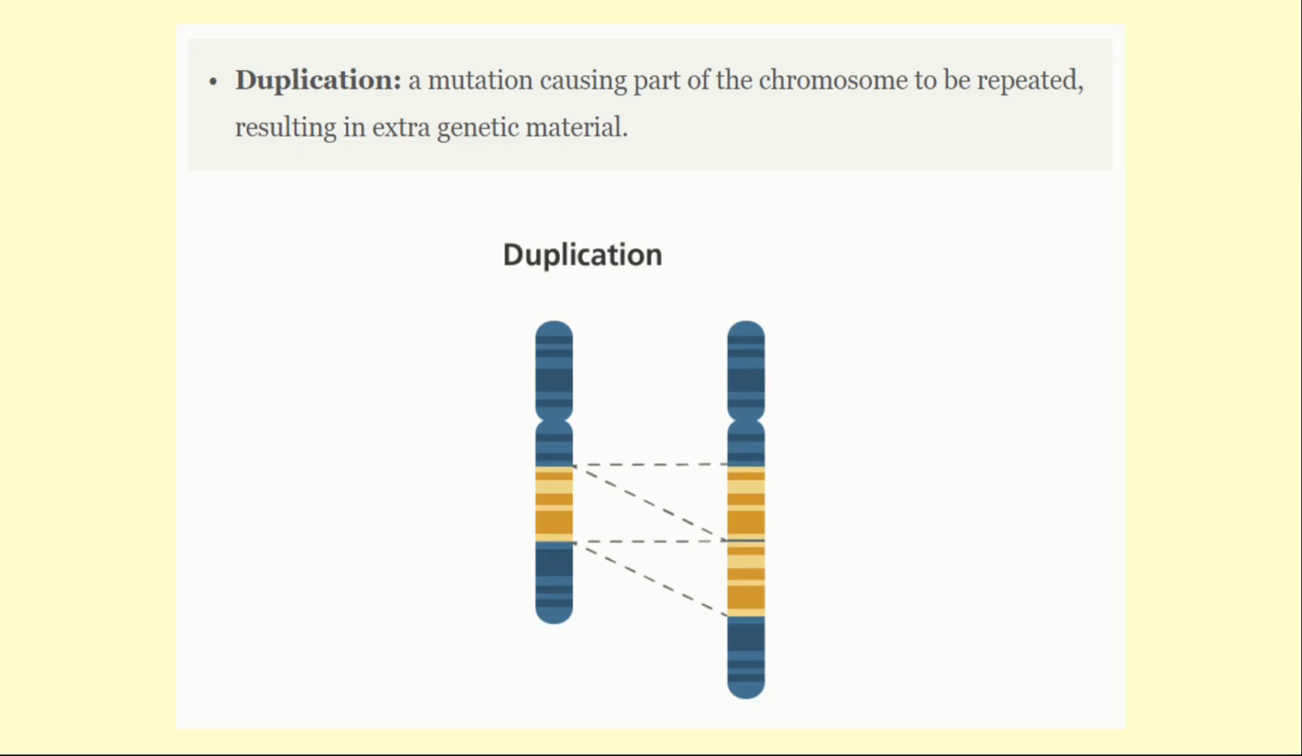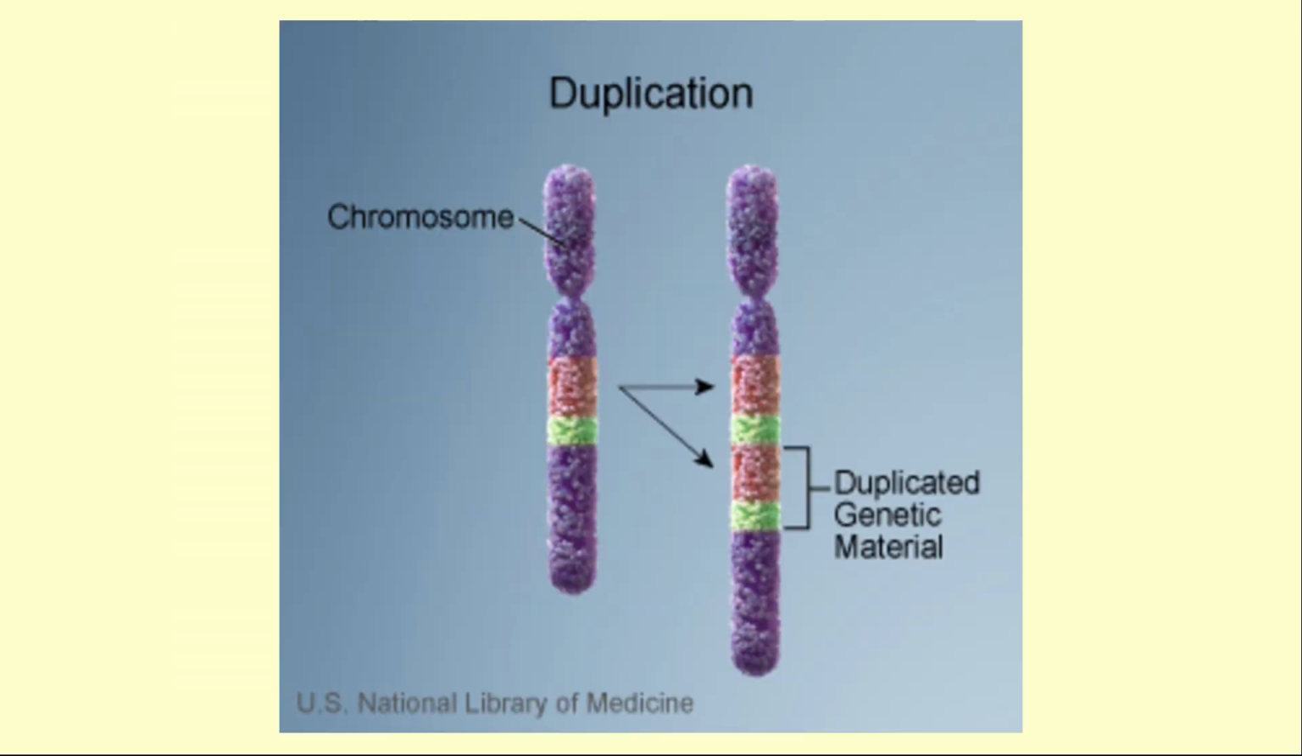For duplication, one of the areas is duplicated here. So there is an increase in the amount of proteins produced, and this will lead to imbalance and also lead towards what we call abnormality. So here's the duplication portion over here.